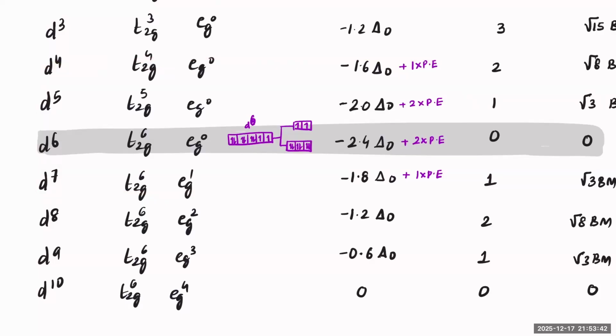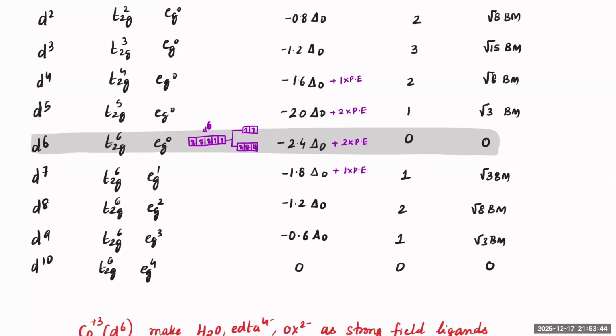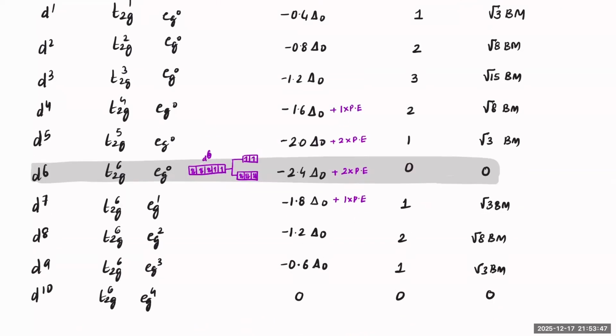And these are all the CFSE values. The highest CFSE value will come out as D6. So D6 is generally considered a very stable configuration.